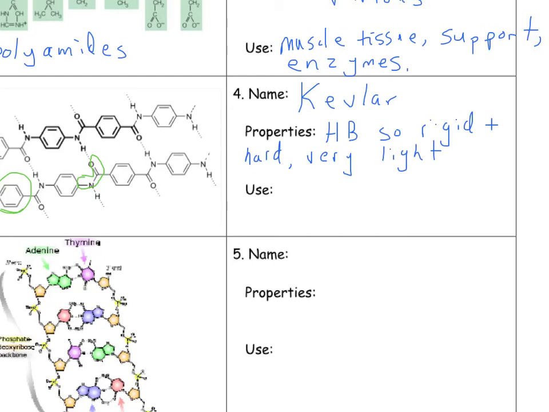Kevlar is used in a whole bunch of different places now. It was first designed in a lab to make bulletproof vests. But now it's also made for boats, sails, and some sports equipment like hockey sticks.